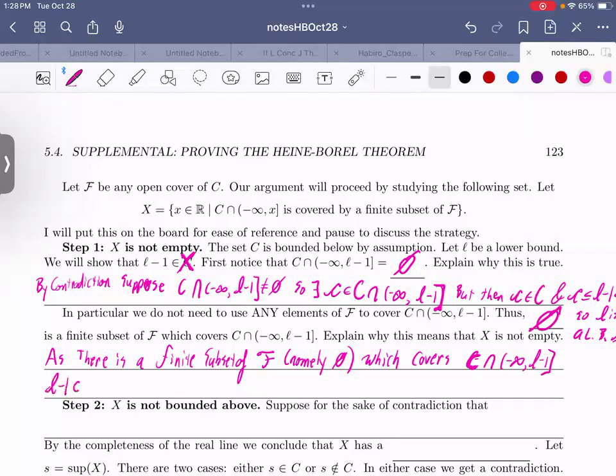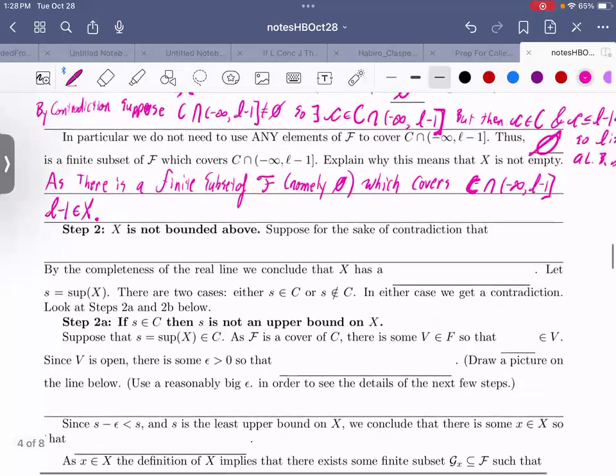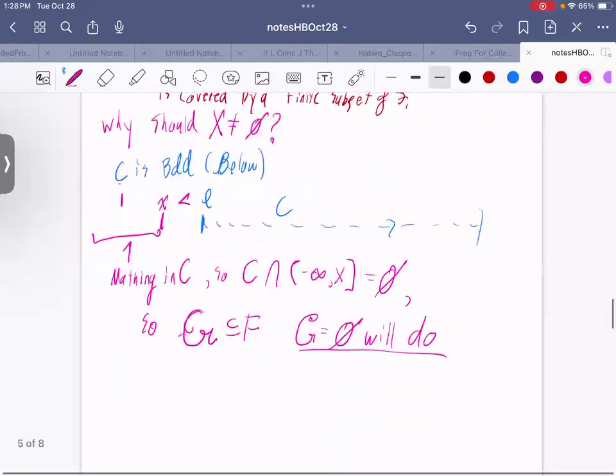L minus 1 is in X. So X contains something, so it is not empty. All right, so here's how we're going to proceed. We are now going to show that X is not bounded above, and let's see why that would be cool.